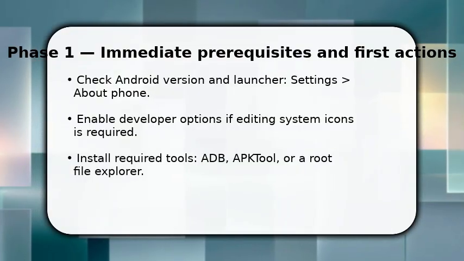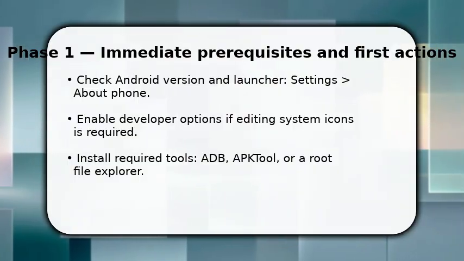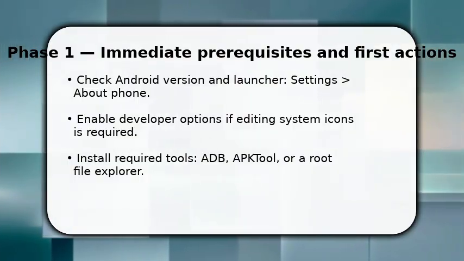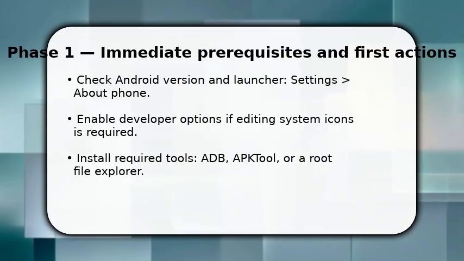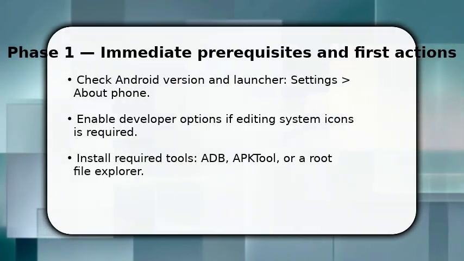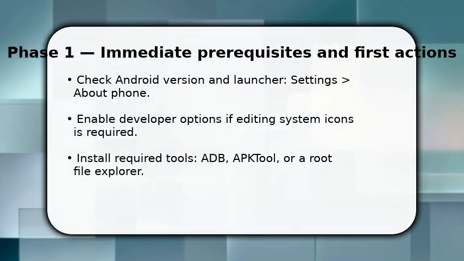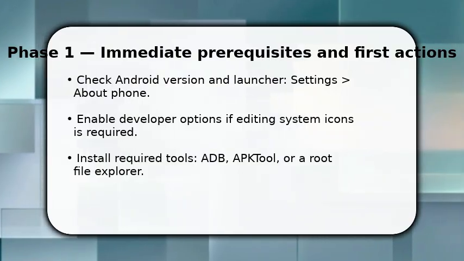You begin by confirming Android version and launcher. This matters because icon theming rules change across releases. Once done, enable developer options only if you'll use ADB. That gives you permission to push files.